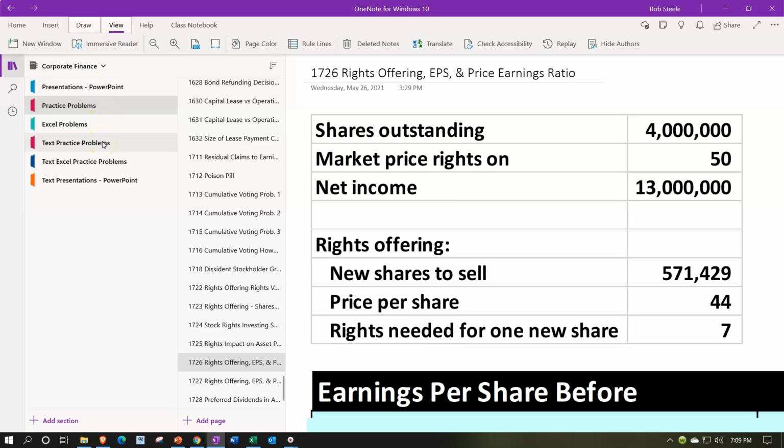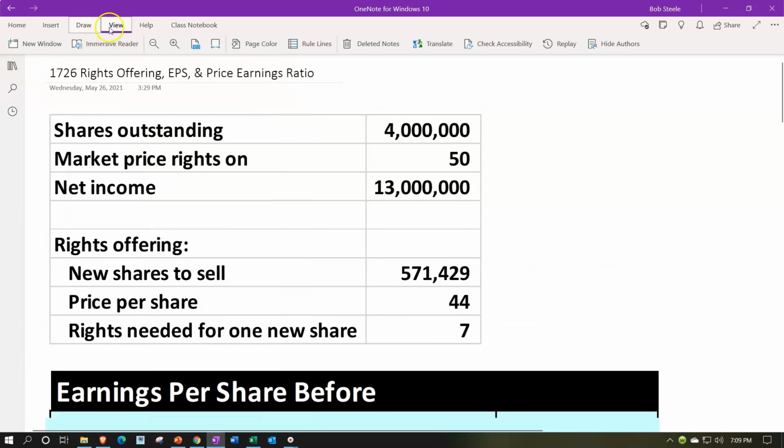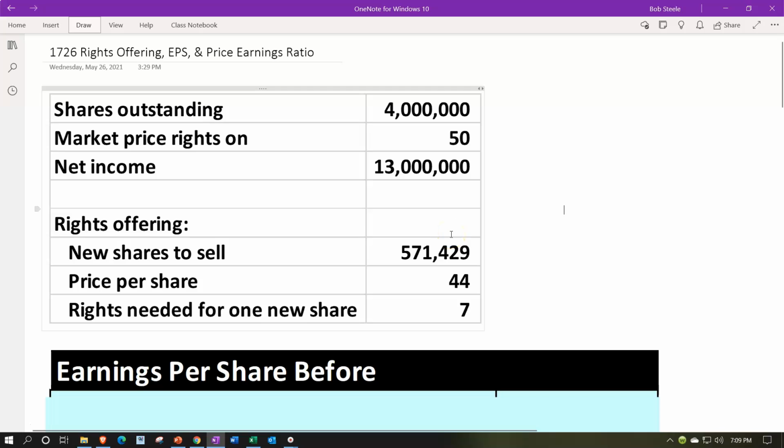Same name, same number, but with transcripts. Transcripts that can be translated into multiple different languages and either listened to or read in them. Closing the icon. Information up top. We're going to go through the calculation on down below. Another problem related to the rights offering.